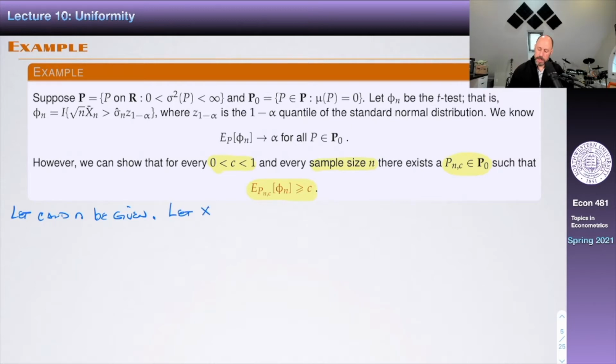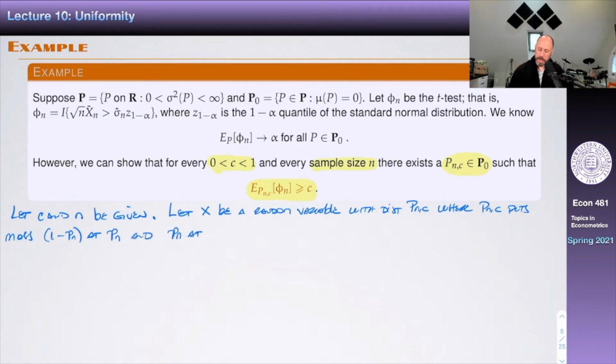Let X be a random variable with distribution P_n,c, where P_n,c puts mass 1 minus p_n at p_n and p_n at negative (1 minus p_n) over p_n. So it's a 2-point mass distribution.